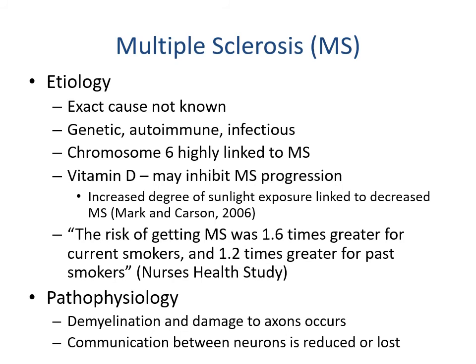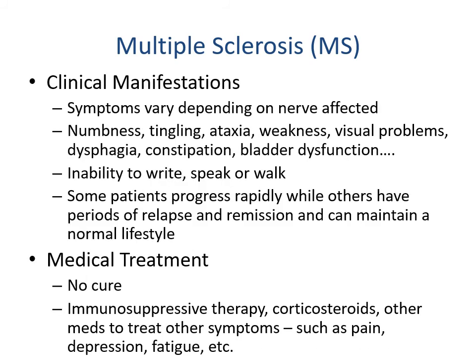So pathophysiology, again, we know there is demyelination and damage to axons. What we don't know is what triggers that demyelination. And so communication between the neurons is reduced or lost. Clinical manifestations: symptoms vary depending on the nerve affected, but we can see, for example, numbness, tingling, ataxia, weakness, visual problems, dysphagia, constipation, and bladder dysfunction. With a long progression, we're going to see inability to write, speak, or walk.